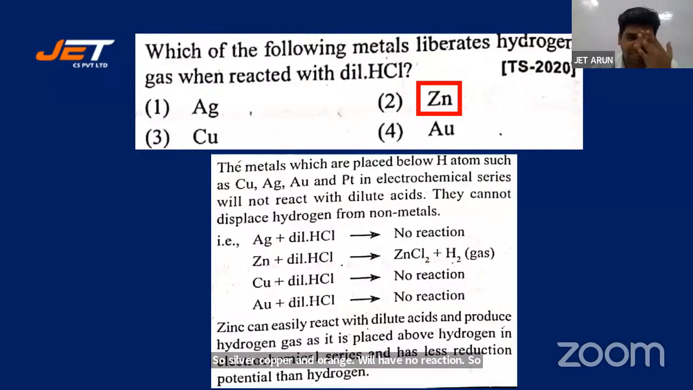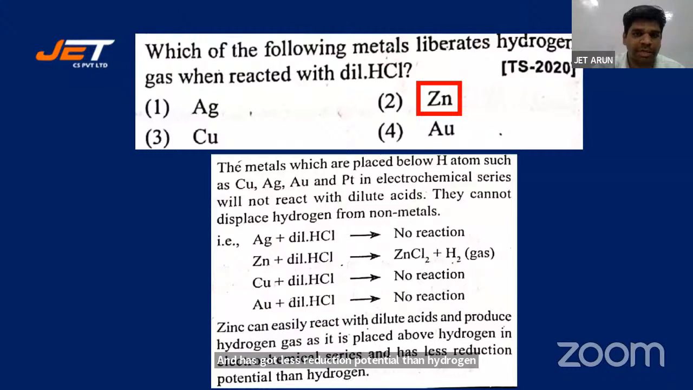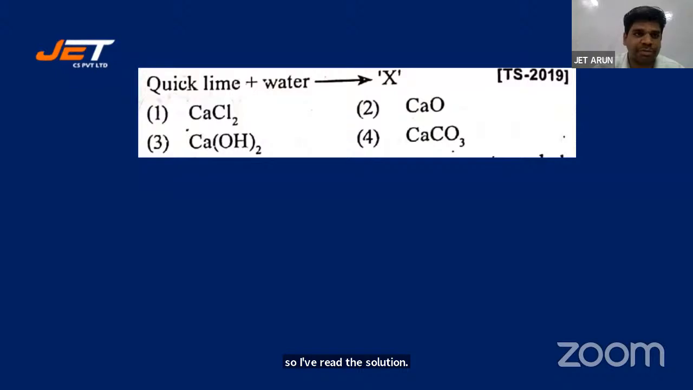So no reaction takes place when you react silver with dilute HCl, copper with dilute HCl, or aurum with dilute HCl. But zinc reacts with dilute HCl and gives rise to zinc chloride and hydrogen. So what it says is zinc can easily react with dilute acids and produce hydrogen gas as it is placed above hydrogen in the electrochemical series and has less reduction potential than hydrogen. All right. Those who answered correctly, the solution is a bit detailed, so I've read the solution. I really appreciate those who answered correctly.